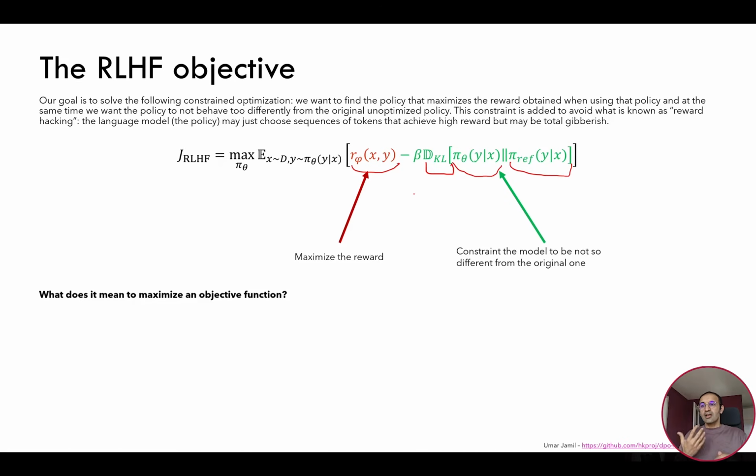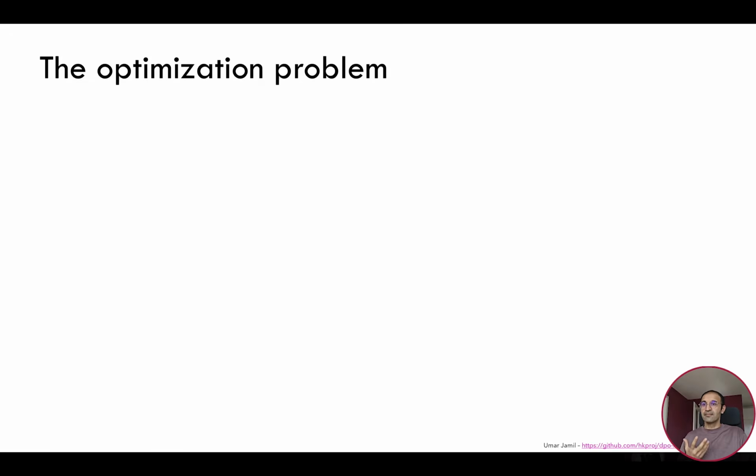Now, now that we know the reinforcement learning objective, which is basically also the same objective that we have in DPO, because also in DPO we want to train a language model that maximizes a reward, but at the same time does not forget its training data. Let's look at what it means to actually maximize an objective function, because this is an objective function that we have and we want to maximize it, but what does it mean to maximize an objective? Let's see.